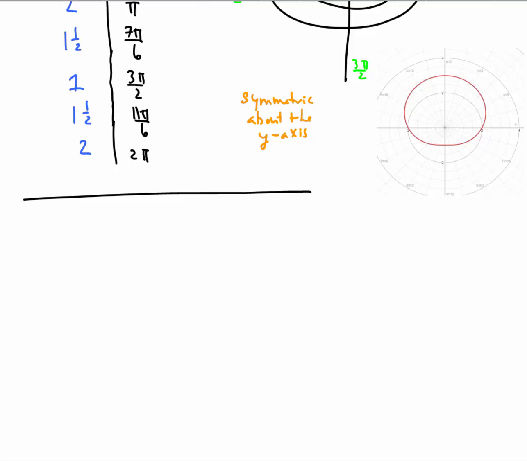Okay, now from here, like I said, we have a rose. So a rose type of graph would be something like r equal 3 sine 2 theta.